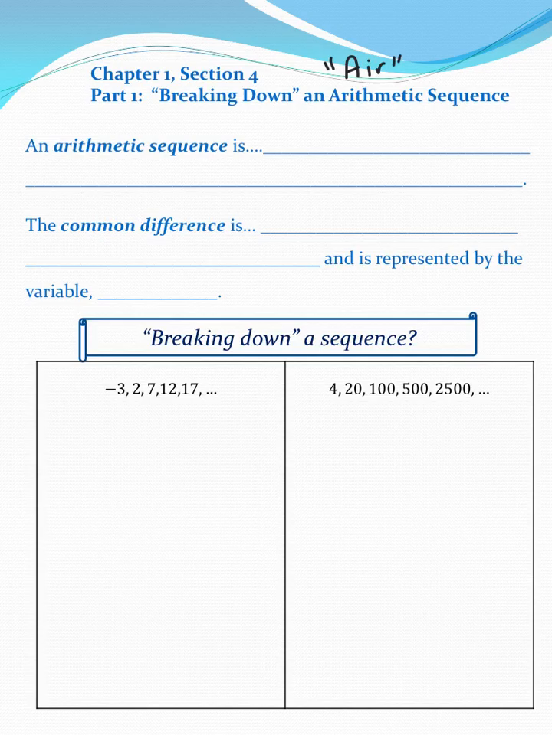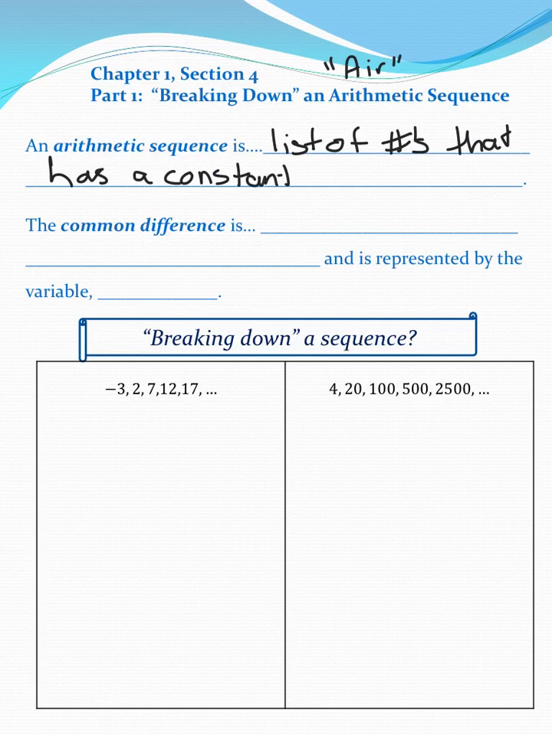Okay, so what is an arithmetic sequence? It is a list of numbers. I guess it could be a list of algebraic expressions as well that has a constant difference between consecutive terms. But you know what I mean, it's side-by-side terms.